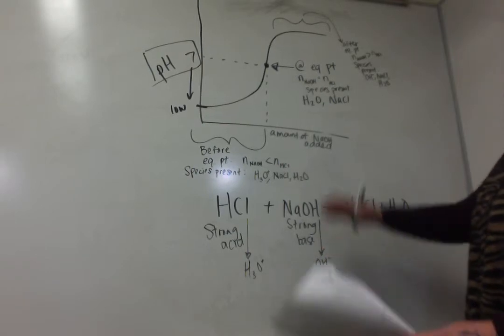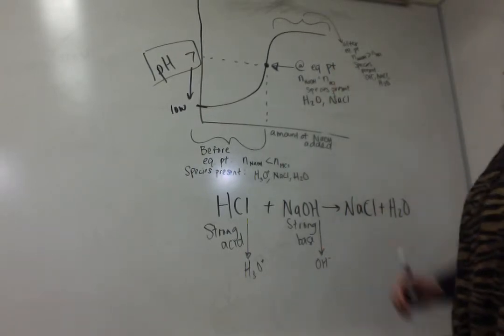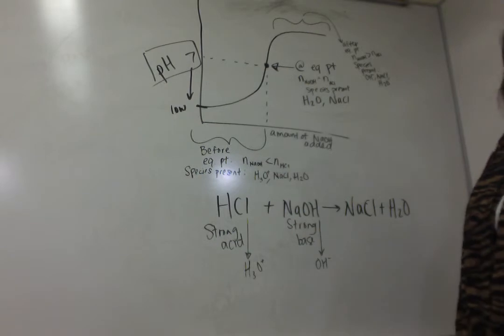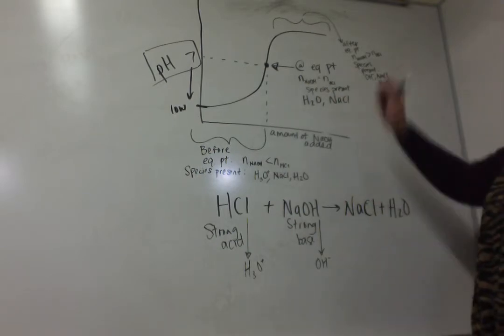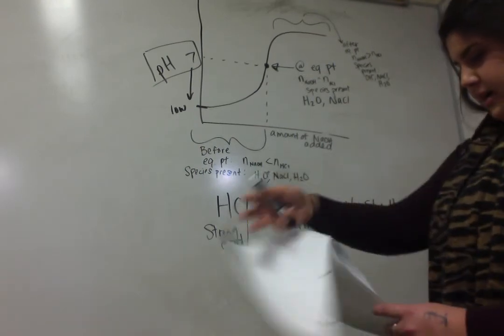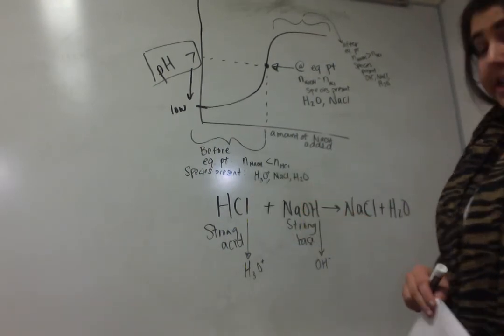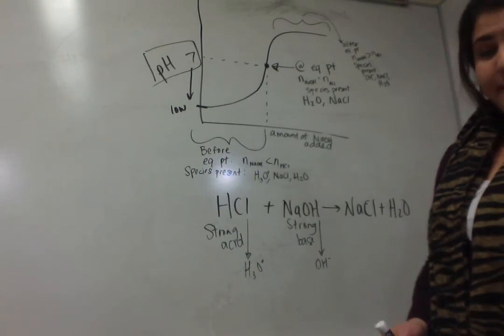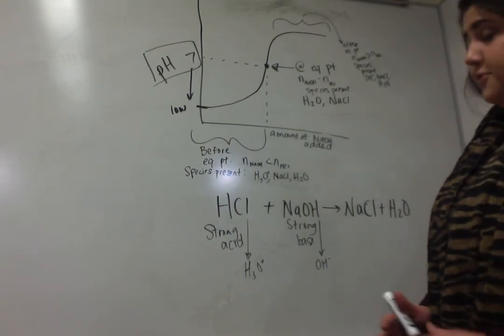So, my equivalence point is the big key to look at here. Before my equivalence point, I have more acid than base. After my equivalence point, I have more base than acid. So with that in mind, we're going to start talking about weak acid and weak base titration because they've got a little bit of a different story.